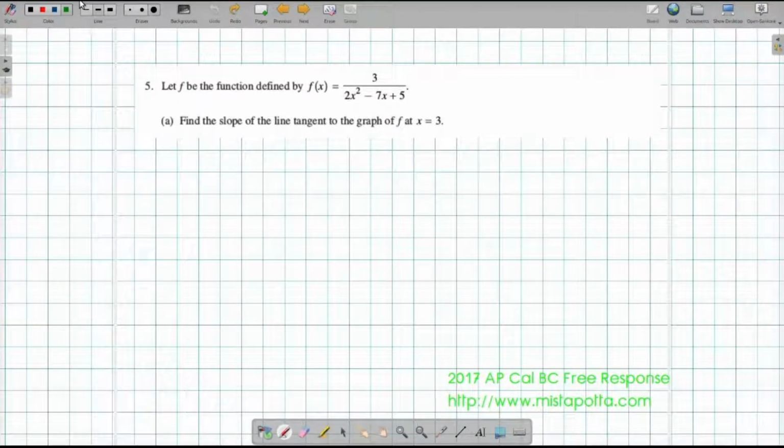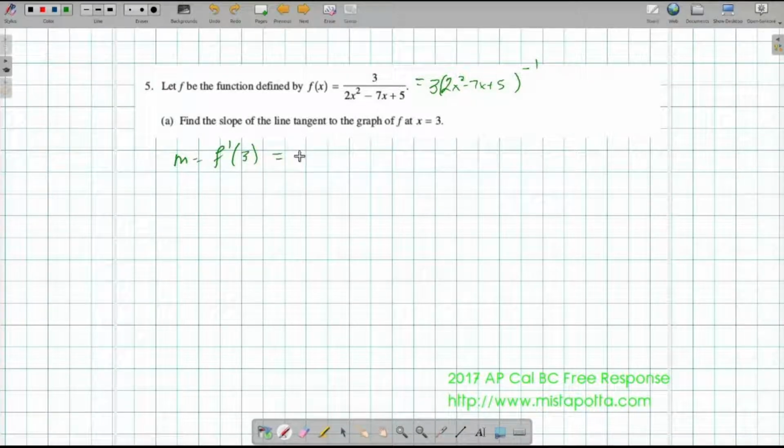And on to problem 5. So in problem 5, we're given this function and we want to find the slope. Now, it's going to be real easy for us to think of this as 3 times something to the negative 1 power, this 2x squared minus 7x plus 5. And I want to take the derivative of this to find the slope. My slope is going to be whatever the derivative is at x equals 3.